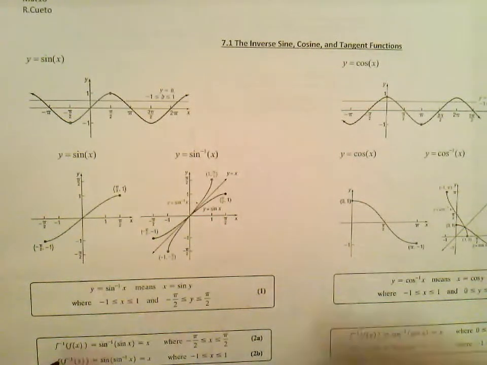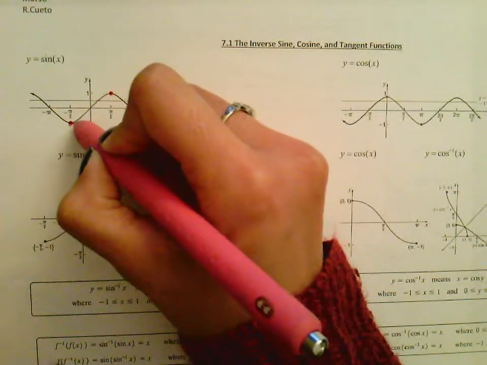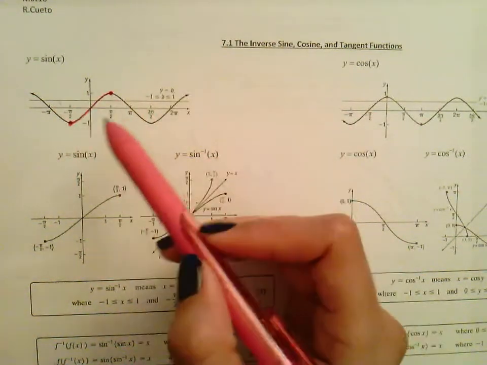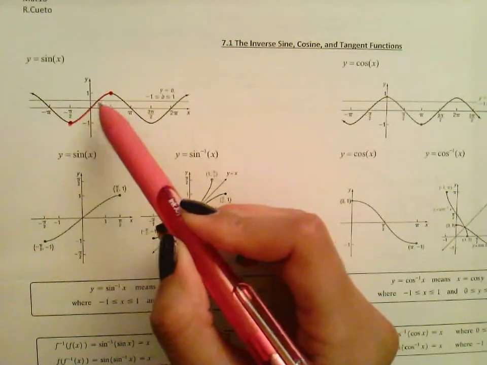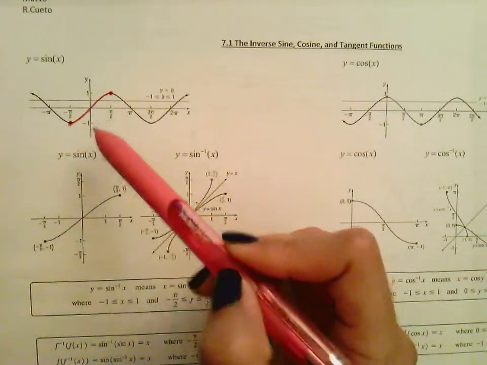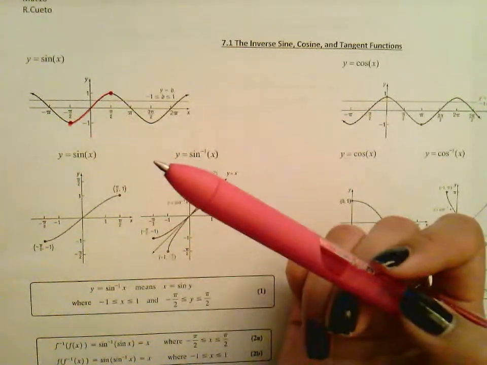So what that means is that I'm going to need to restrict the sine function. So if I restrict it between negative pi over 2 to pi over 2, then this piece right here is going to be 1 to 1. This piece does pass a horizontal line test. So that means that I can restrict y equals sine of x to be between negative pi over 2 to pi over 2, and it would be 1 to 1.